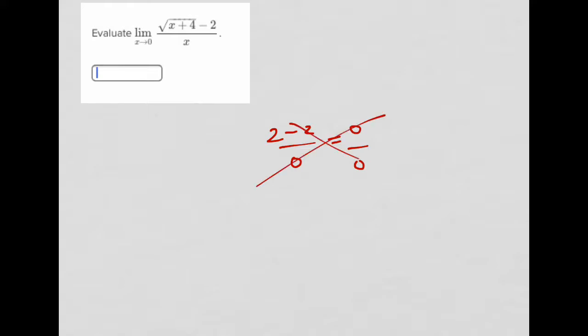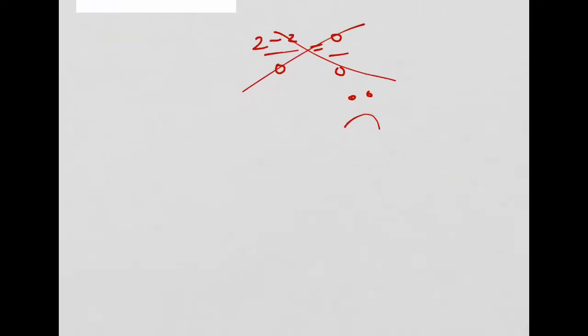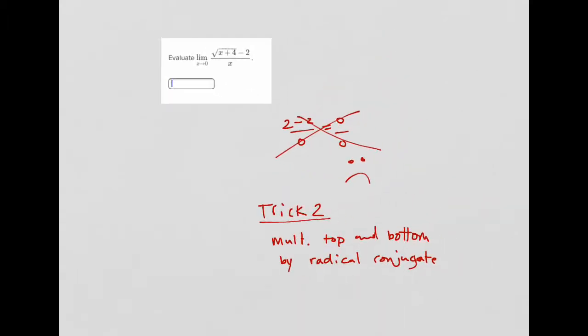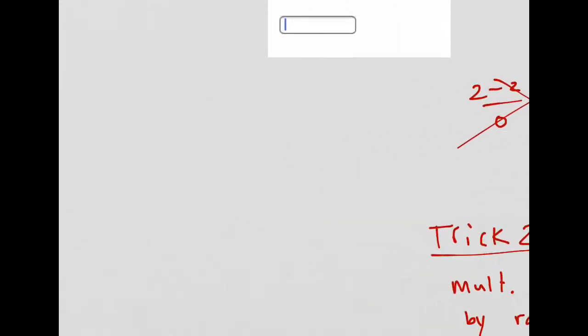Indeterminate. That means I have to do more work. I have work to do. Try again. So, what are the tricks for this? Well, I don't know really how to factor this, but there is a clue. So, I guess trick 2: multiply the top and bottom by the radical conjugate. What does that mean?